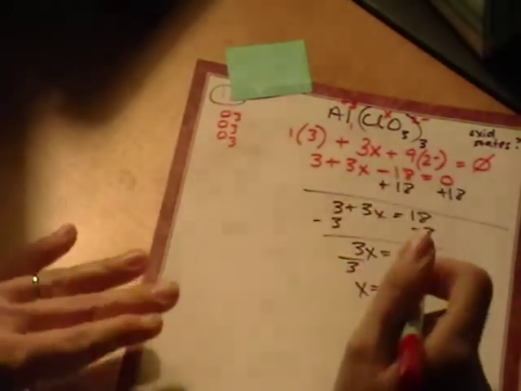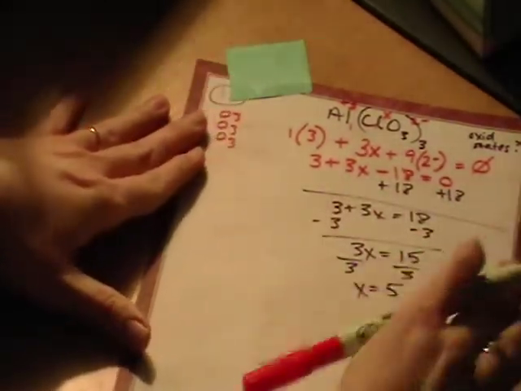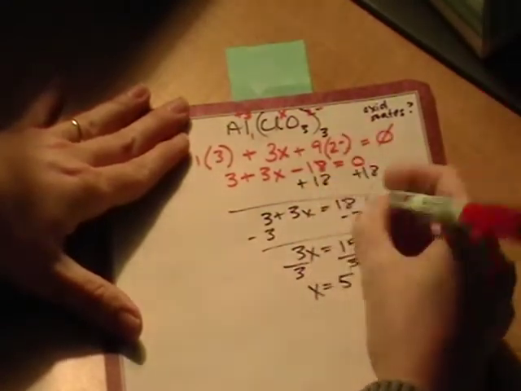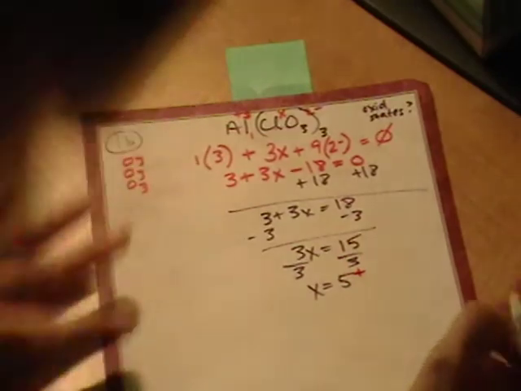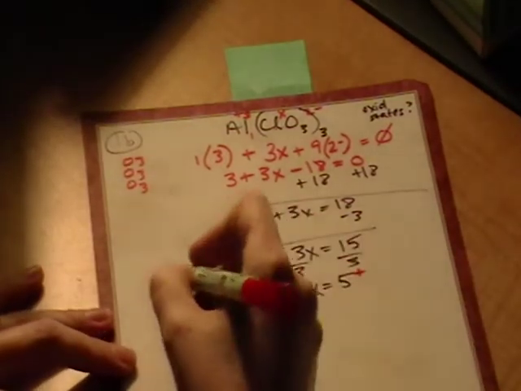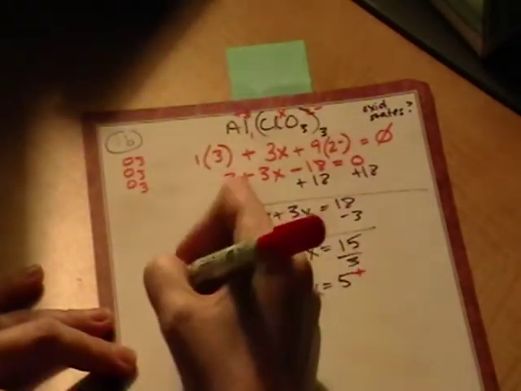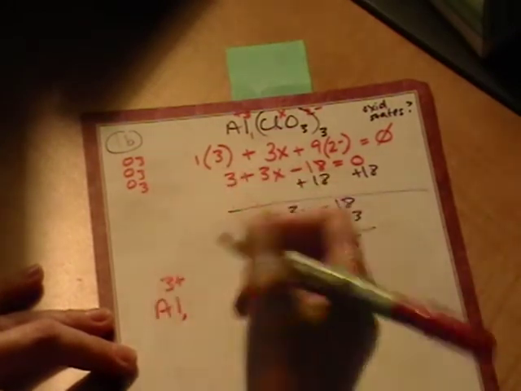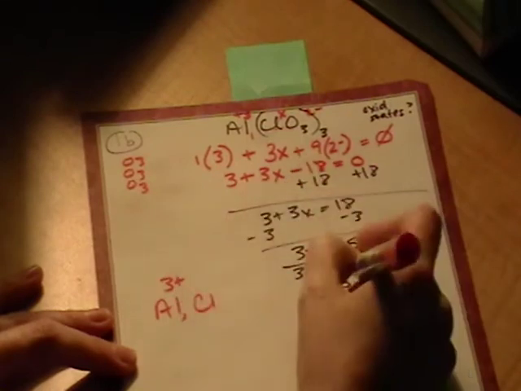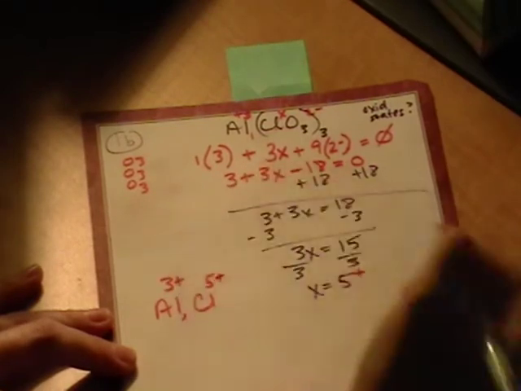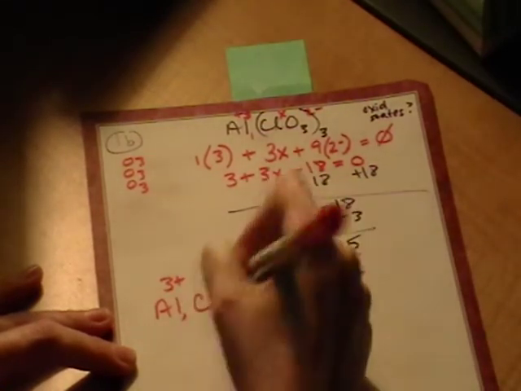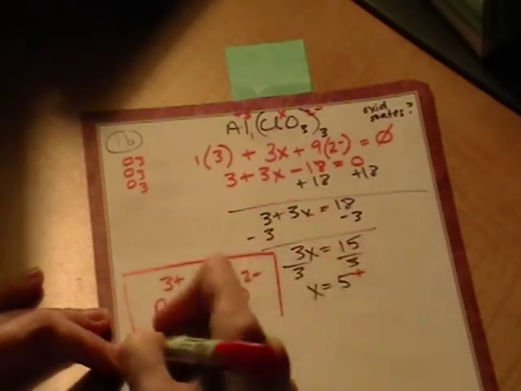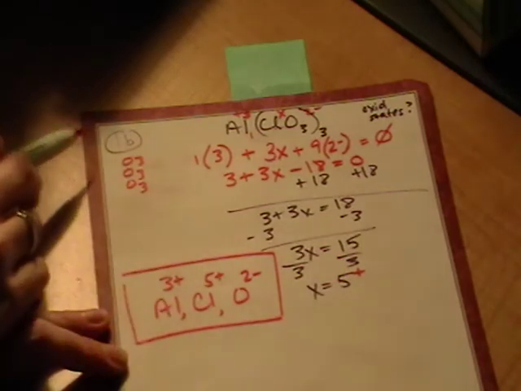So chlorine is 5, and I know that it's a +5 because nowhere in here was I saying that x was negative. So at this point I can write my final answer. In this particular compound, aluminum is 3+, knew that going in. Chlorine is 5+, figured that one out. And oxygen is 2 negative, again, knew that going in. These are the oxidation states for letter 1B.